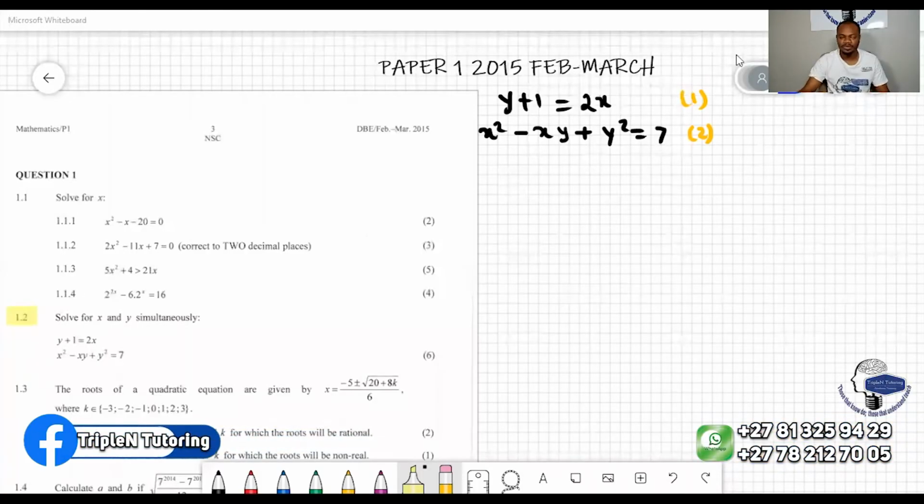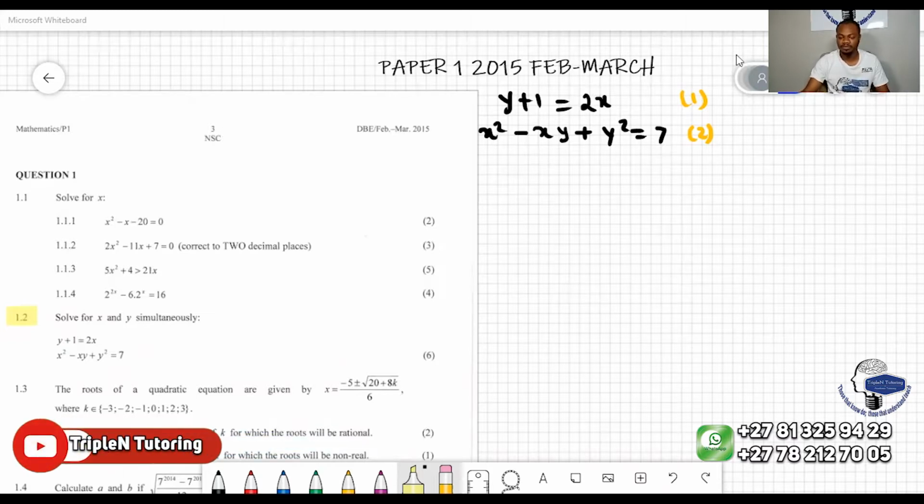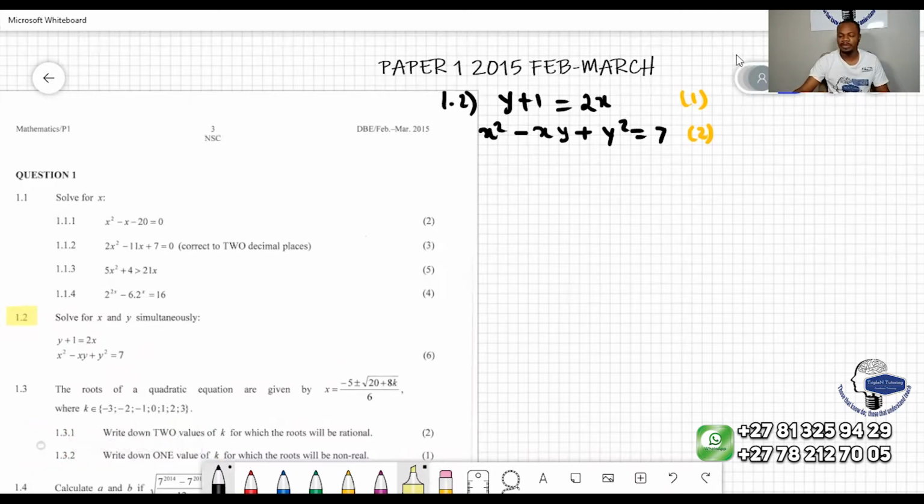Well, we have these equations to solve for x and y simultaneously. We have this equation, it's equation 1.2, this one. I prefer to label the equations, so this is equation 1 and that is equation 2. This is how we can solve.